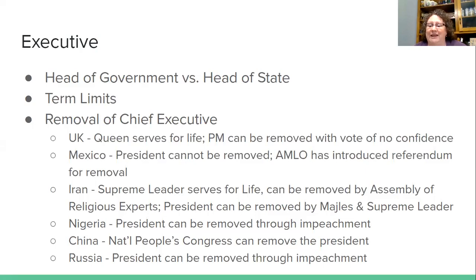The Nigerian president can be removed through impeachment, through a normal process through the legislature. The same thing in Russia, the president can be impeached. In China, the National People's Congress can remove the president. However, the National People's Congress is basically just a rubber stamp. It has no real authority. They only meet for a couple of weeks in the summer, so the likelihood that they would actually impeach the president is not going to happen.